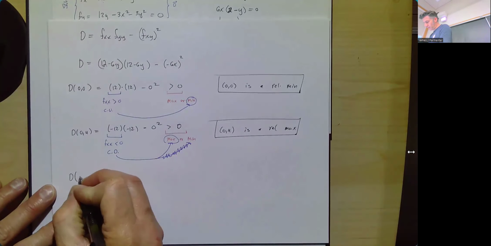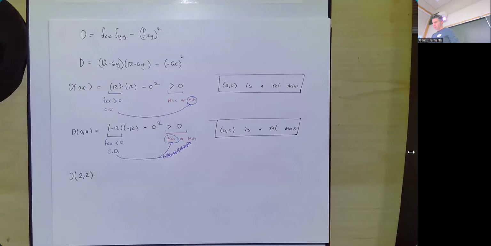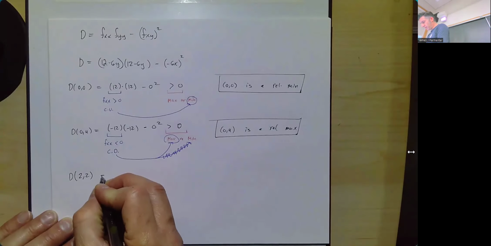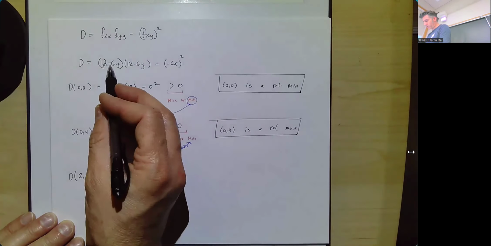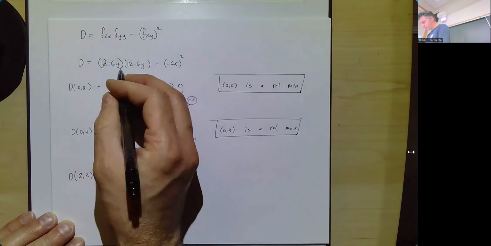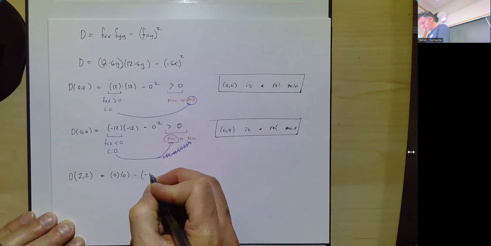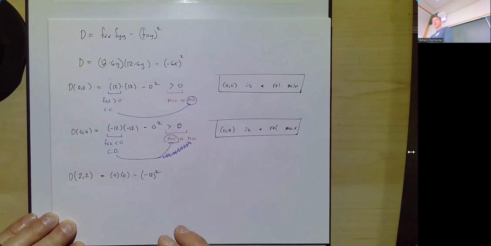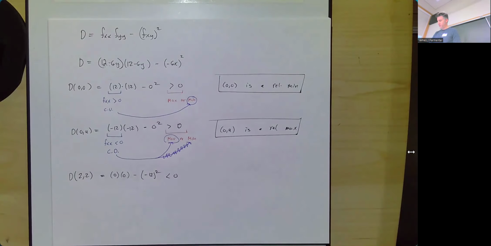So I'm going to do D of 2, 2. It was 2, 2, right? Yeah. So if I plug in 2 for X and 2 for Y, 12 minus 12 is 0. And -6 times 2 is -12 squared. So is this whole thing positive or negative? Definitely negative, which means we have a saddle.